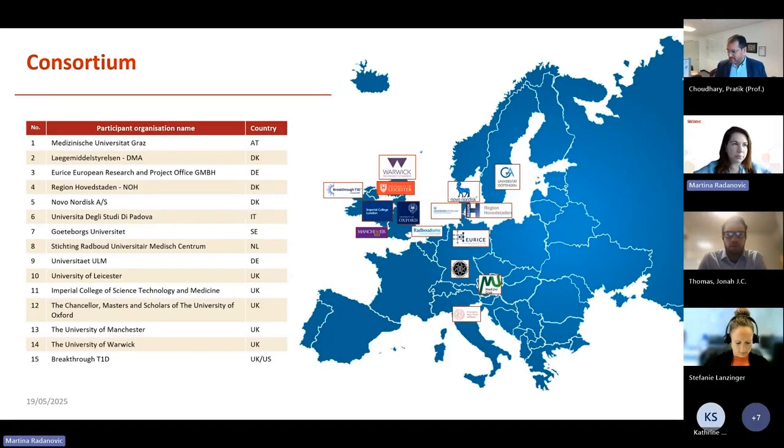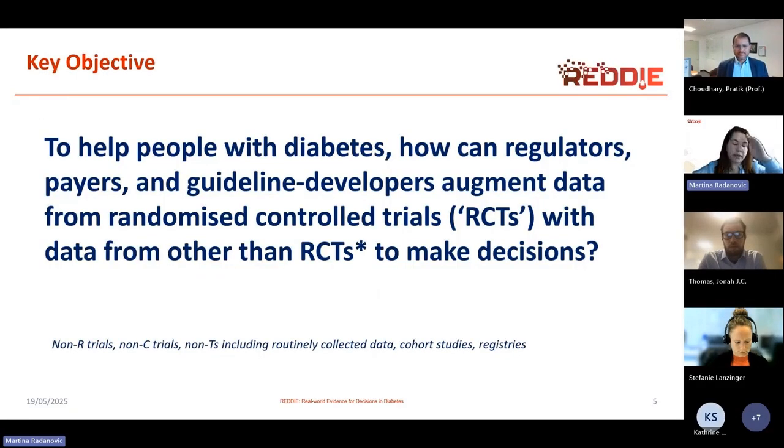So we are a consortium of 15, really across Europe, in UK and US. And our key objective is actually shaped into a question. So to help people with diabetes, how can regulators, payers, and guideline developers augment data from randomized controlled trials with data from other than RCTs to make decisions?